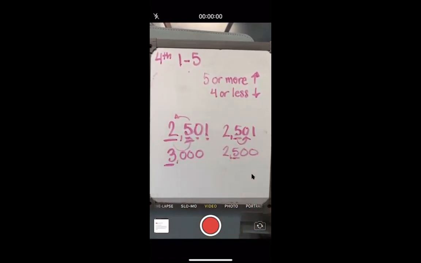Continuing that rule of rounding up for 5 or more, and with both of these, with comparing and rounding, you're always looking to the smaller place value.